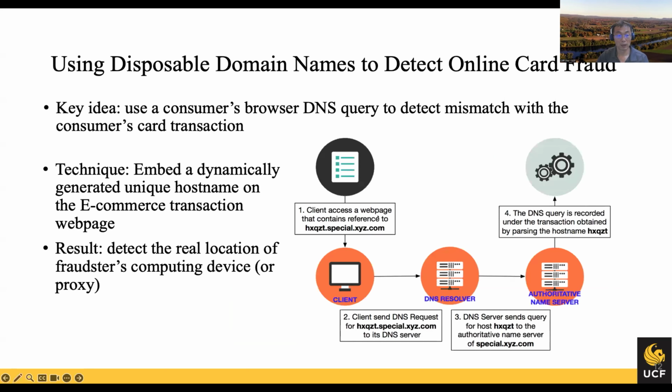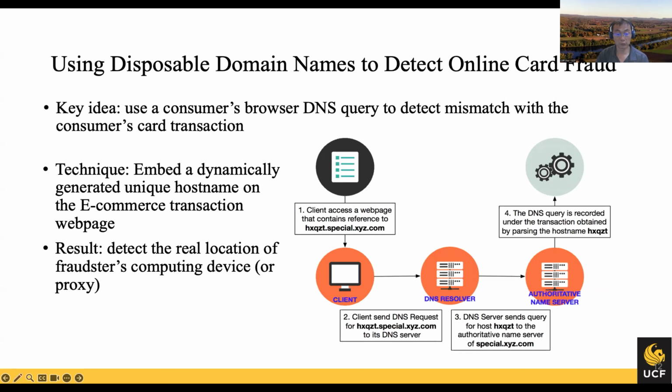Then, this is the basic illustration. So the client will access this checkout page. This checkout page has a unique host name in it. This is a random name put in the host name. The random name is generated by the checkout server. It identifies this name with this specific transaction.